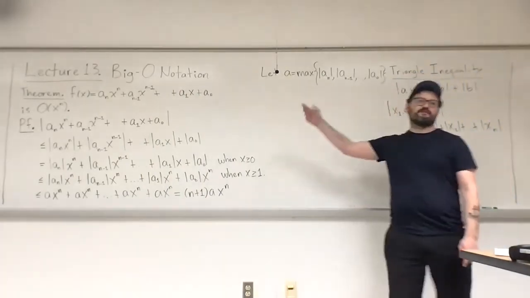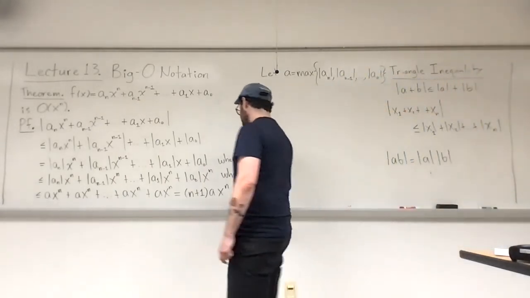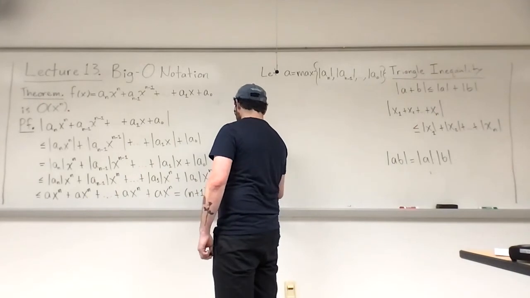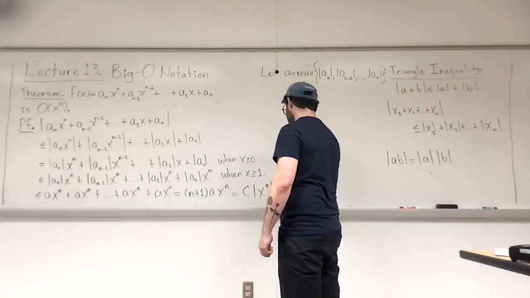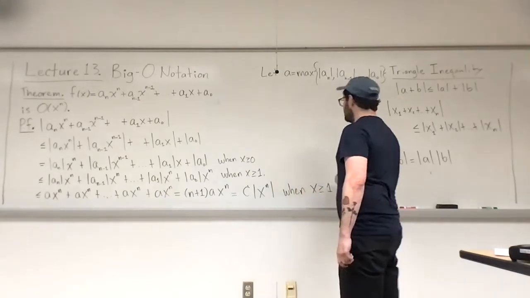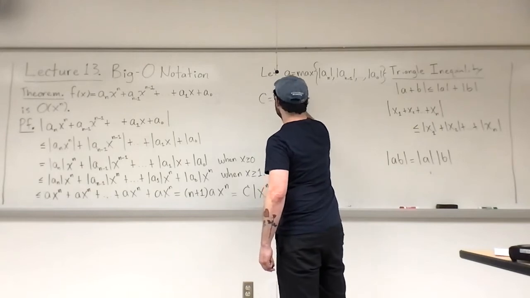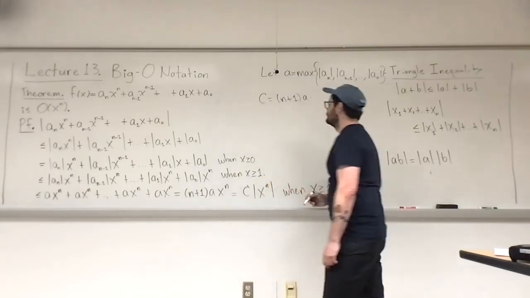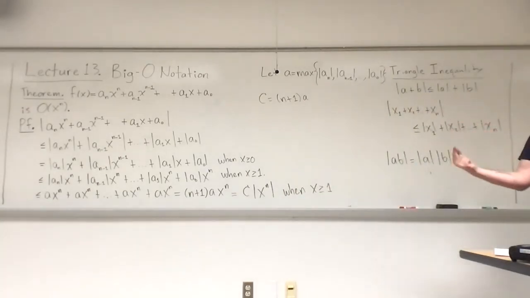Again, we're just making bigger and bigger estimates, but now we have that, right? And just to be clear, we could write this as c times the absolute value of x to the power n when x is greater than or equal to 1, and c is equal to n plus 1 times A. And then there it is. That's a constant. n is a finite number. A is a number, so it's a constant.